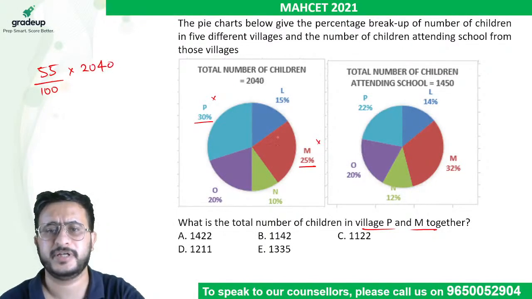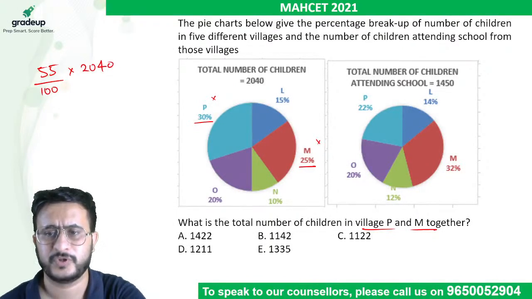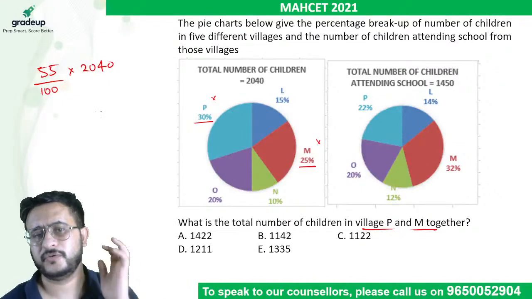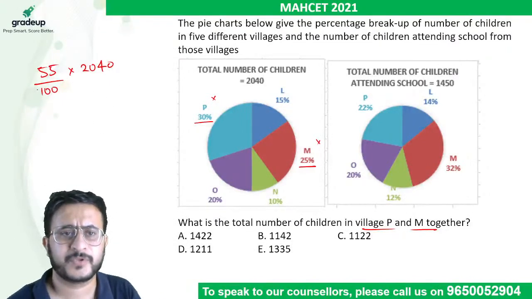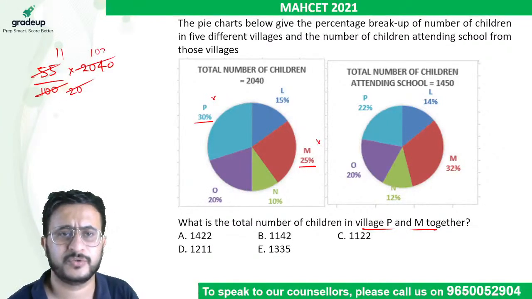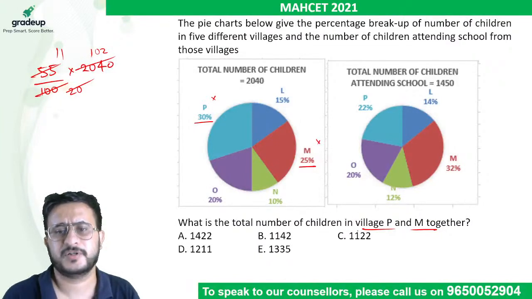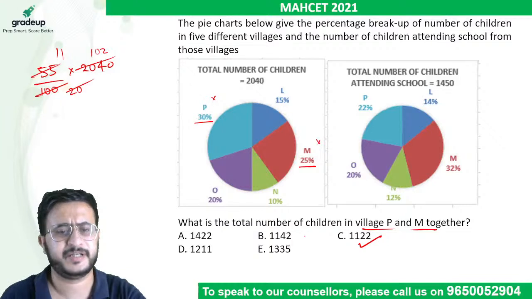Do not calculate these things separately. Remember this rule, always calculate this way. So you will get 11 by 20, and you will get 102. So 102 times 11 is 1122. Your answer is 1122.